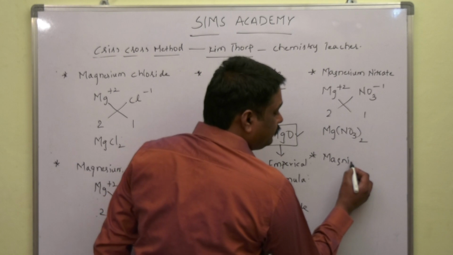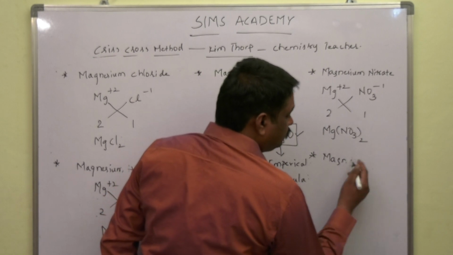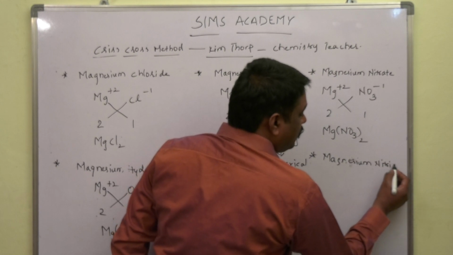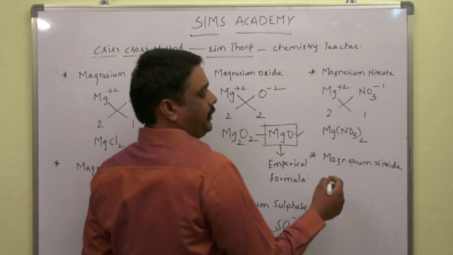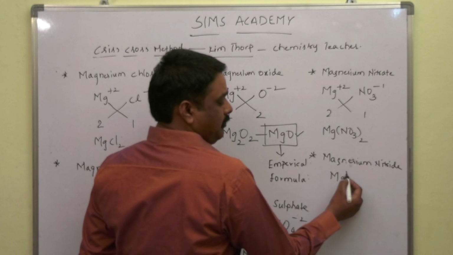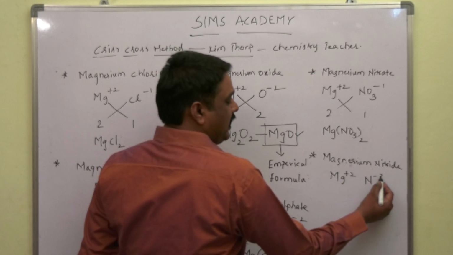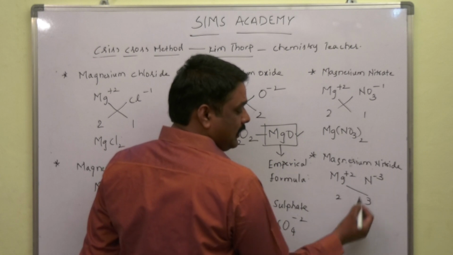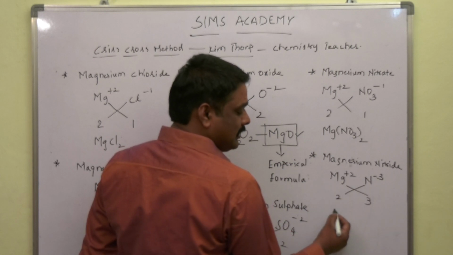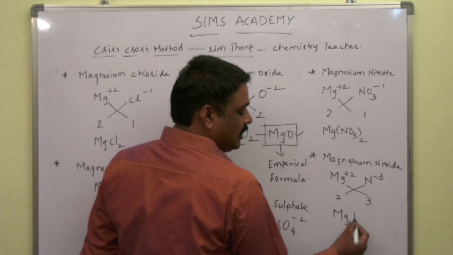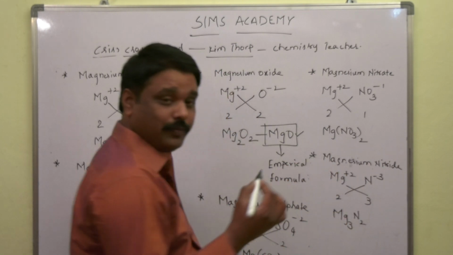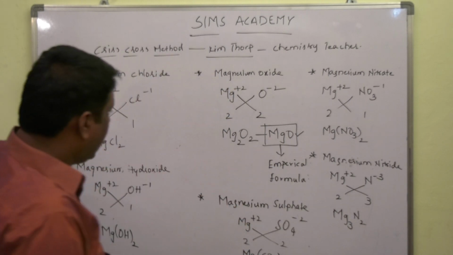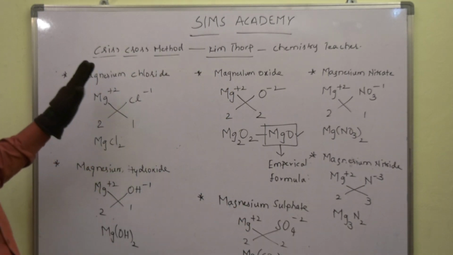Magnesium nitride. Mg plus 2, N minus 3, Criss Cross, 2 and 3. Mg3N2 is the formula of magnesium nitride. I hope you people understand this.